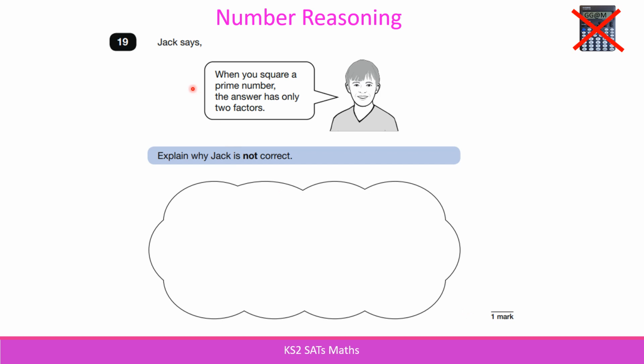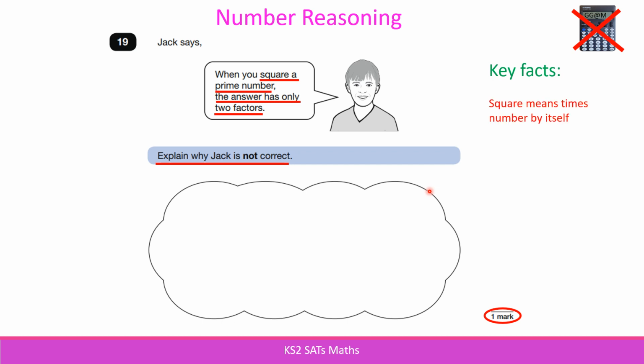So the key words within this paragraph up here, within the speech bubble, what Jack is saying: you're told you've got to square a prime number, and you're told the answer has only 2 factors. And you've got to explain why Jack is not correct. Now, this is worth 1 mark, and remember to write the answer in the bubble.